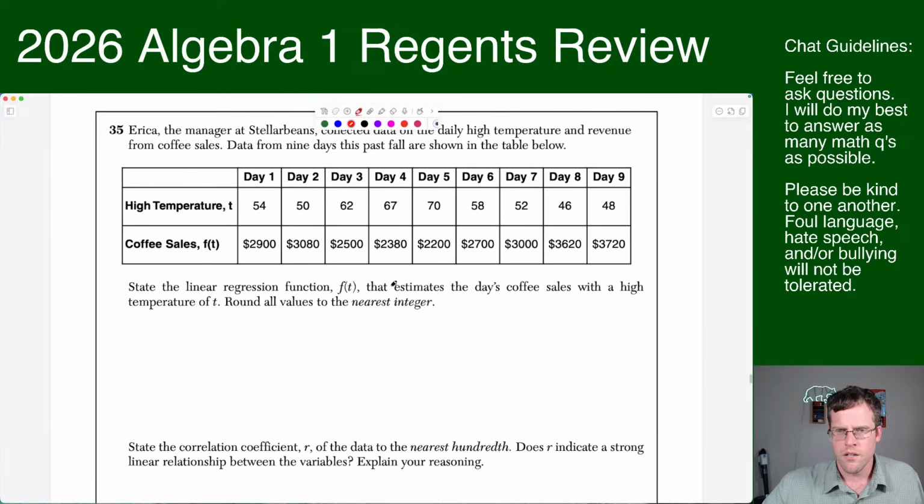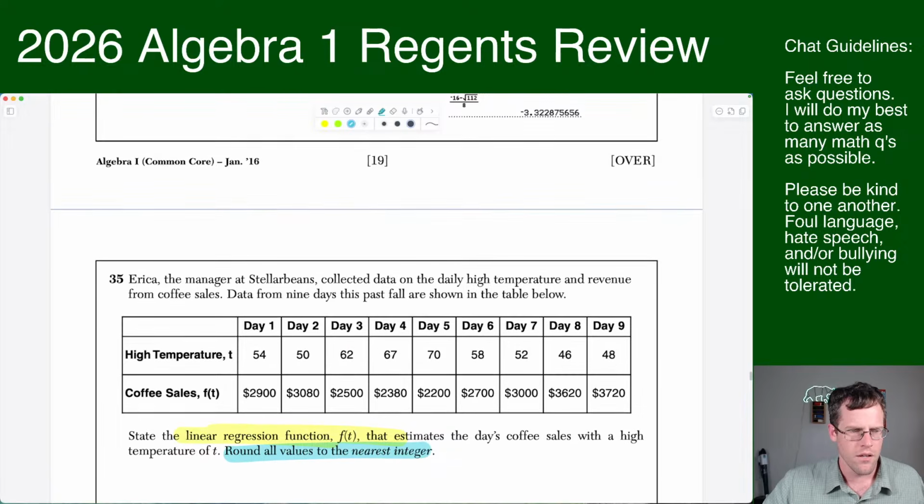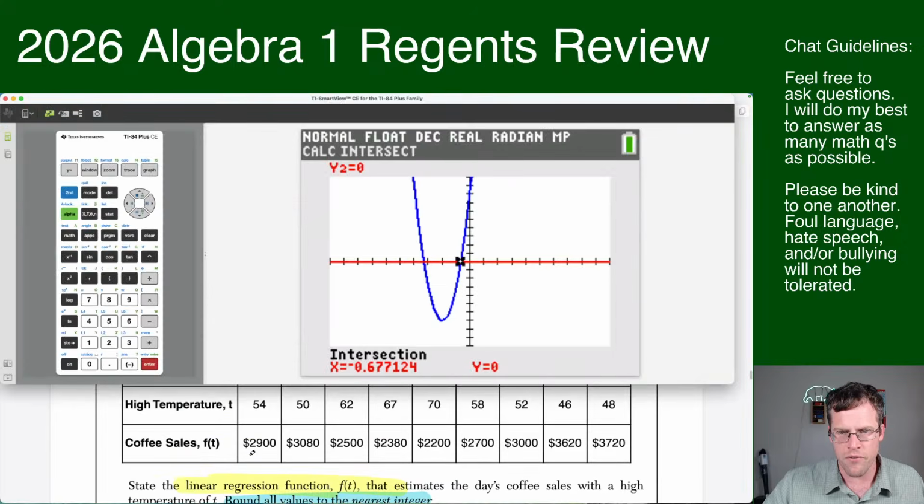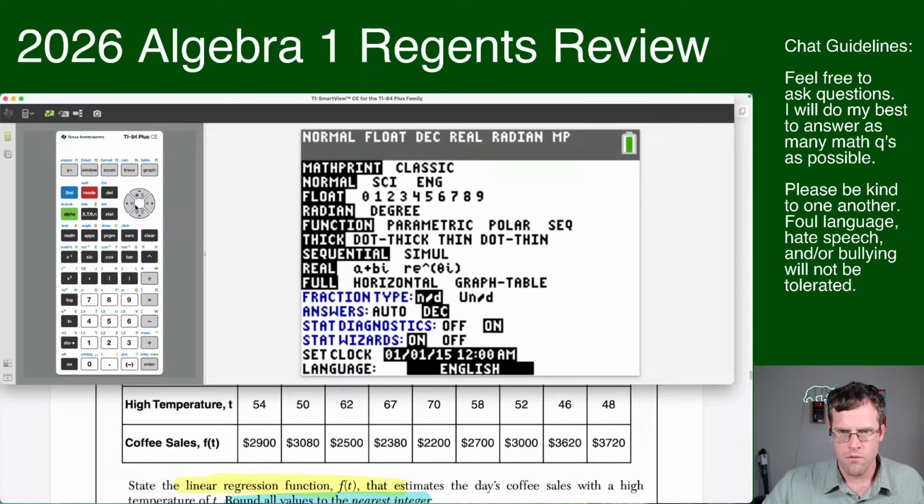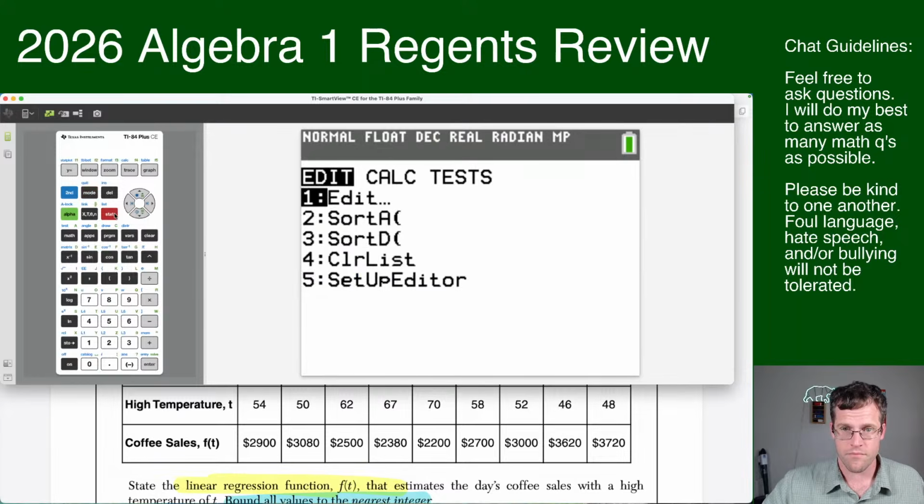All right. So this one, oh, here we go. Linear regression function. Okay, linear regression function. Round all values to the nearest integer. And then correlation coefficient. All right, this is fun. So this is just a lot of typing. So just be ready to type. And remember, for this mode, stats diagnostics has to be on.